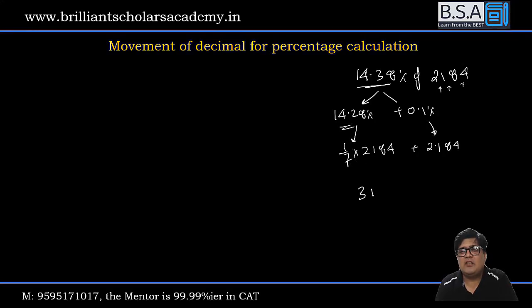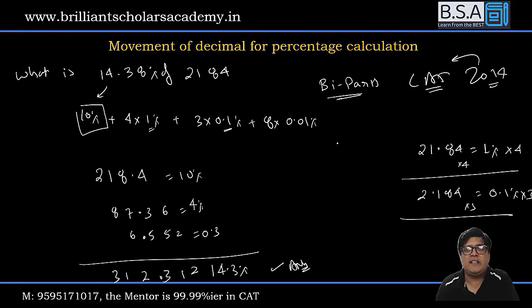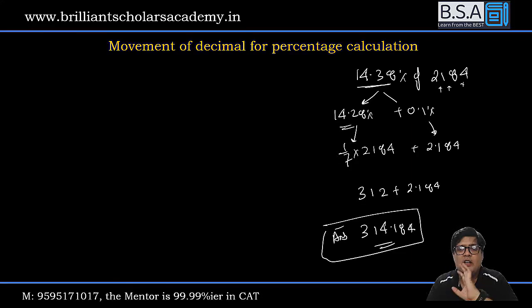So cancel. 312 plus 2.184. The precise value is 314.184. That is your exact answer. This is much better than the last one because we did not calculate 0.08%. We neglected this. We did not pay attention to this. This is more accurate. This is much nearer to the actual answer.